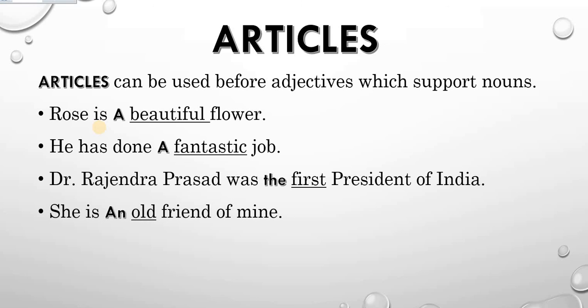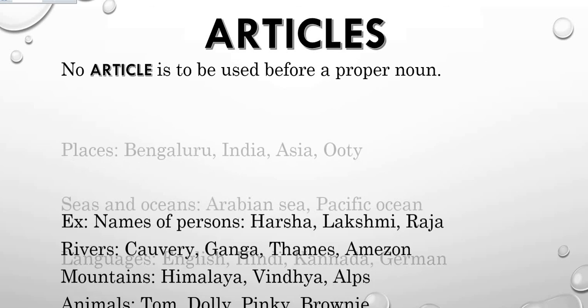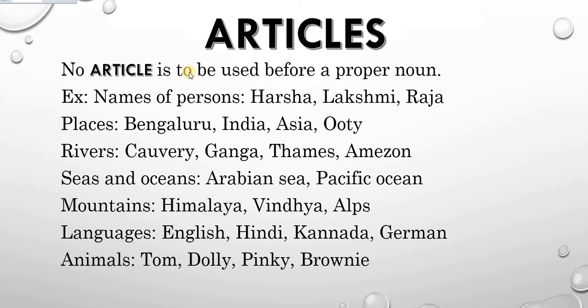She is an old friend of mine. Old is the adjective form of friend. So an is used. No article to be used before a proper noun. We know what are proper nouns. Proper nouns are nothing but the names given to persons, places and things.